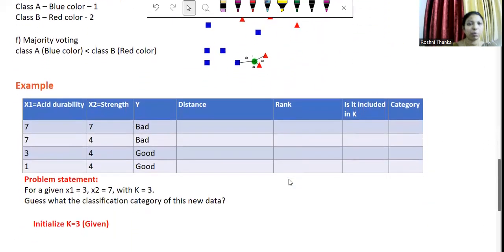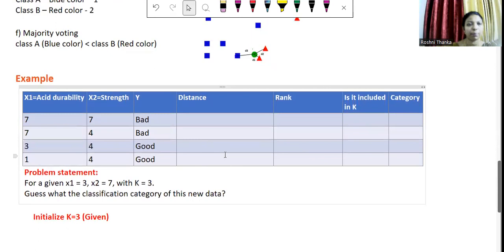To make it more understandable, let's solve some more problems. So here let us take that there are 2 data available. One is acid durability and the other is strength.